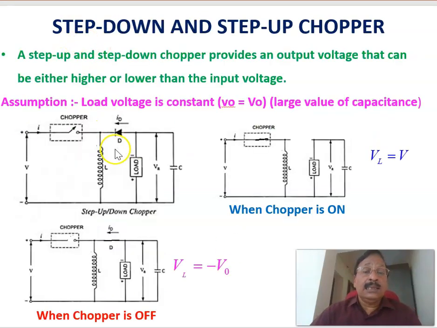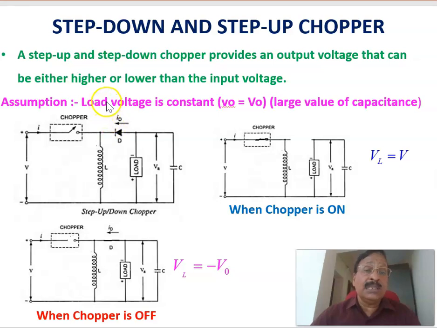Now, let us see another topology, called the step-down and step-up chopper. This circuit topology can either step up or step down; both can be done using this circuit. The step-up as well as step-down chopper provides an output voltage that can be either higher or lower than the input voltage. That is called the step-down and step-up chopper.